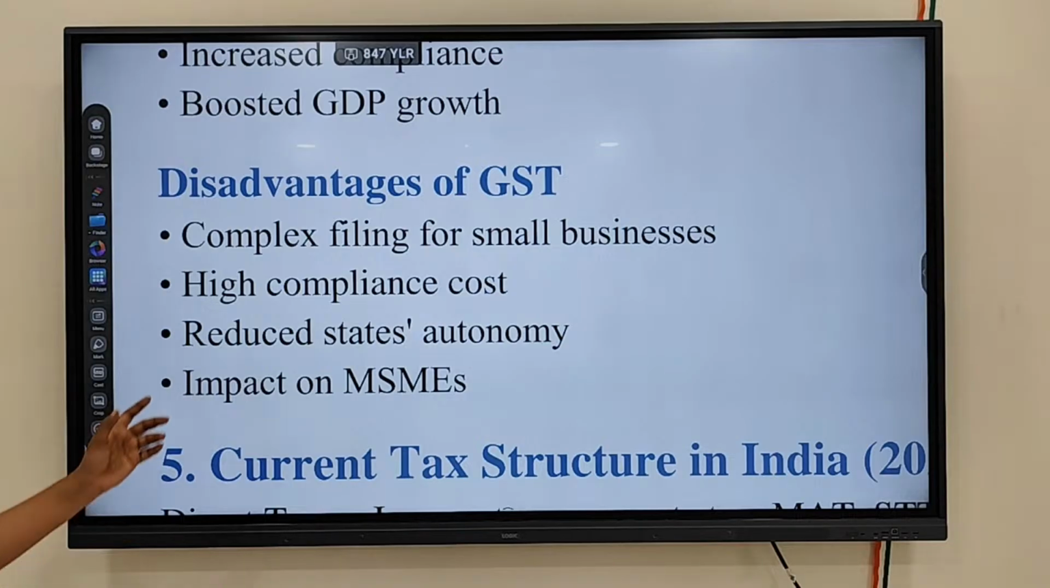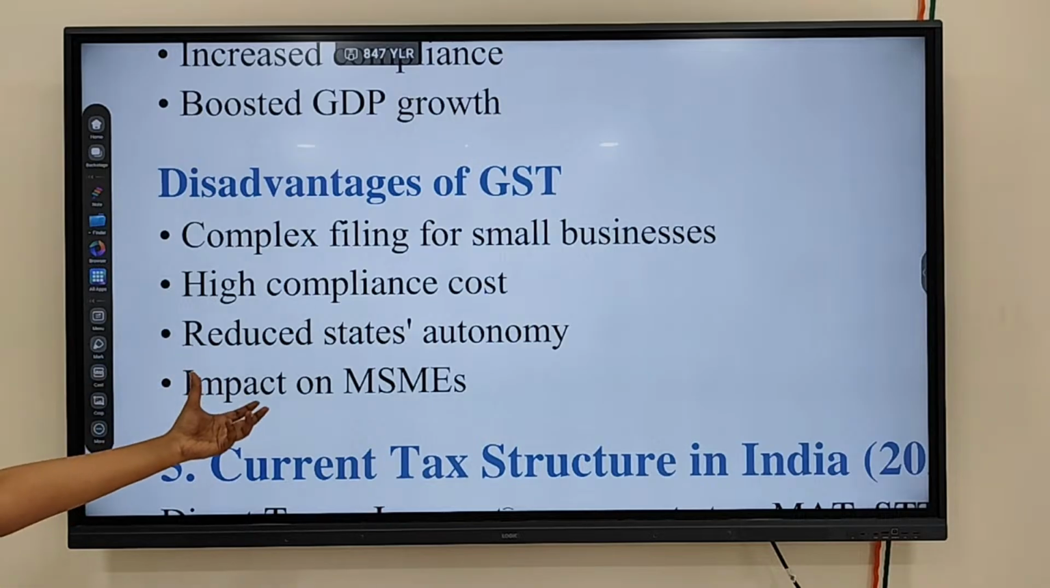Next, reduced states' autonomy. Why? Because GST is a tax for the nation, not for a specific state. States have lost the sales income. State sales income was there, but that sales income was abolished. Because of that, the states have lost their own autonomy regarding the levying of taxes.